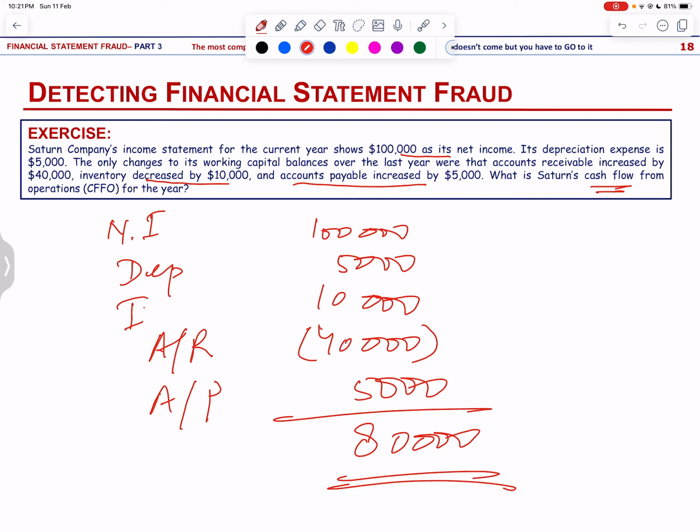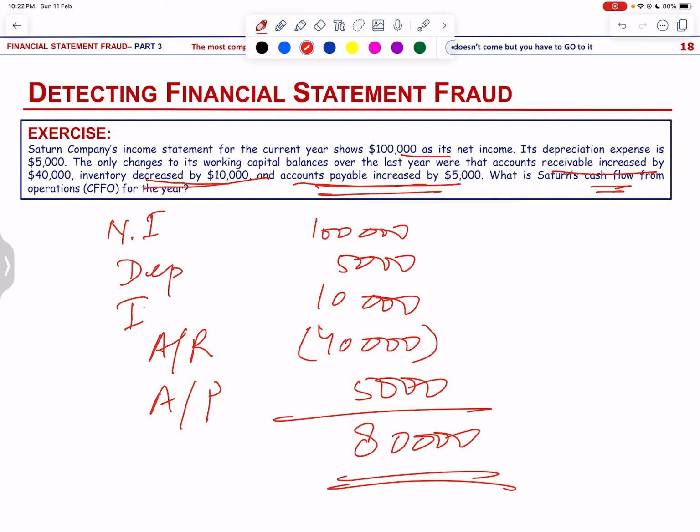So when the only changes in the working capital balance involve an increase in accounts receivable, a decrease in inventory, and an increase in accounts payable, several types of financial statement fraud could be possible, like revenue manipulation. An increase in accounts receivable coupled with a decrease in inventory could indicate aggressive revenue recognition practices. For instance, the company might be recognizing revenue prematurely by recording sales before the completion of delivery or even before payment from customers.